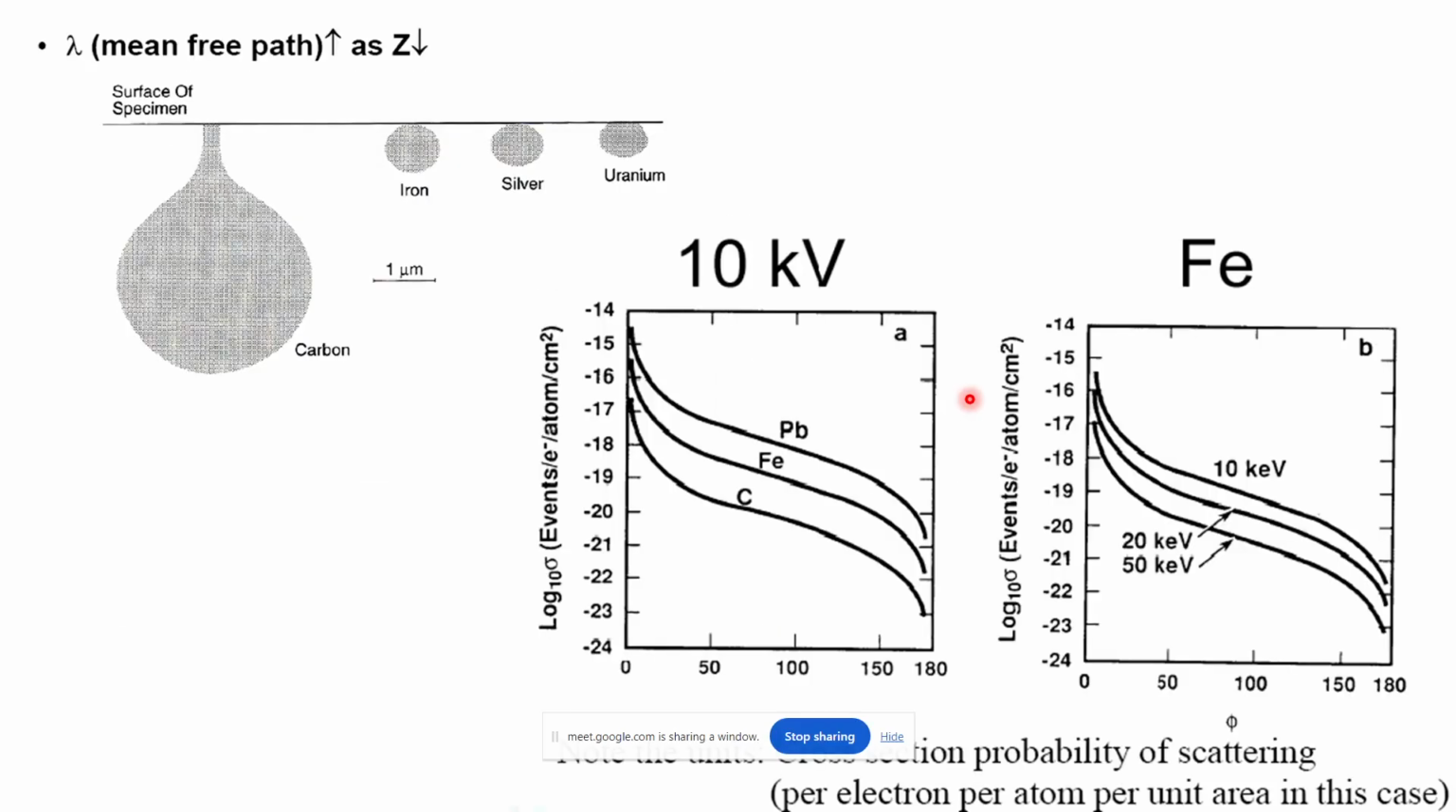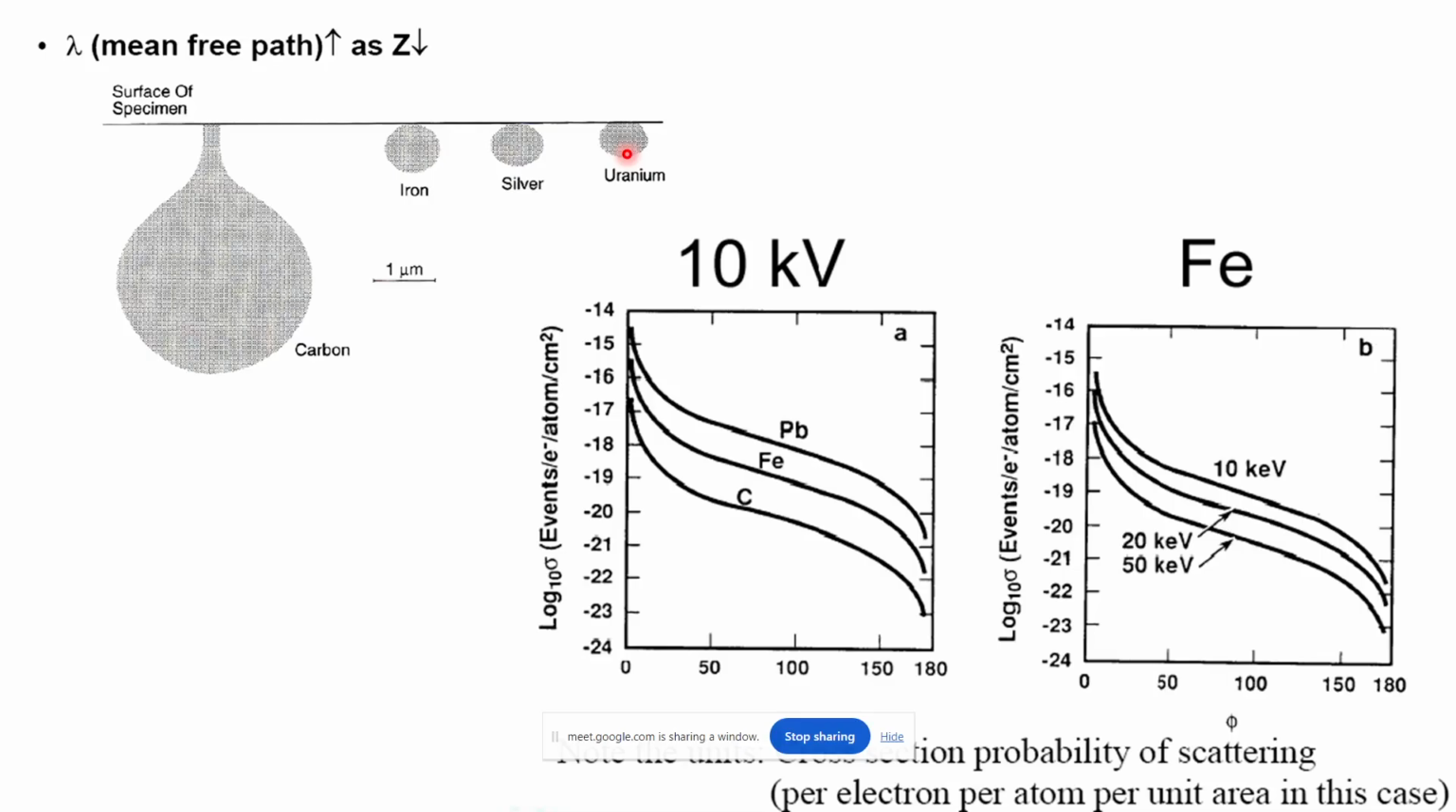So, as I told you, as Z decreases, the mean free path will increase. Suppose this is your carbon, this is iron, silver and uranium. As you go from here to here, your Z is increasing. Z increasing means the number of electrons present in the atom keeps increasing. So the incoming electron will be repelled by the electrons of the atom.